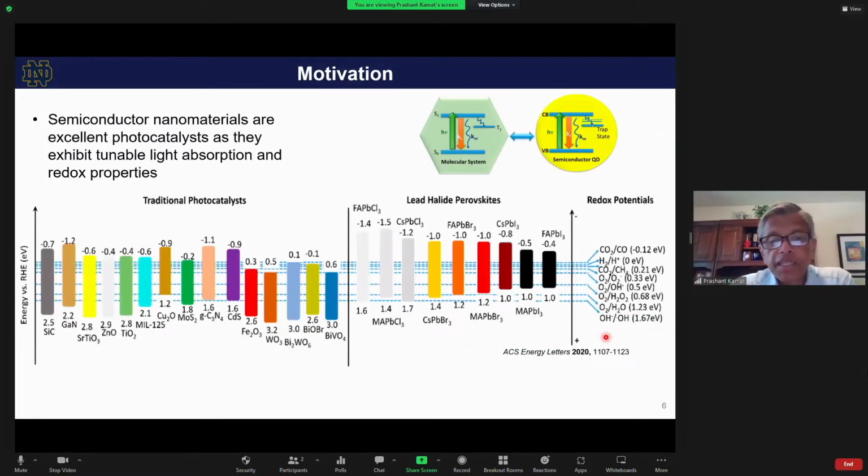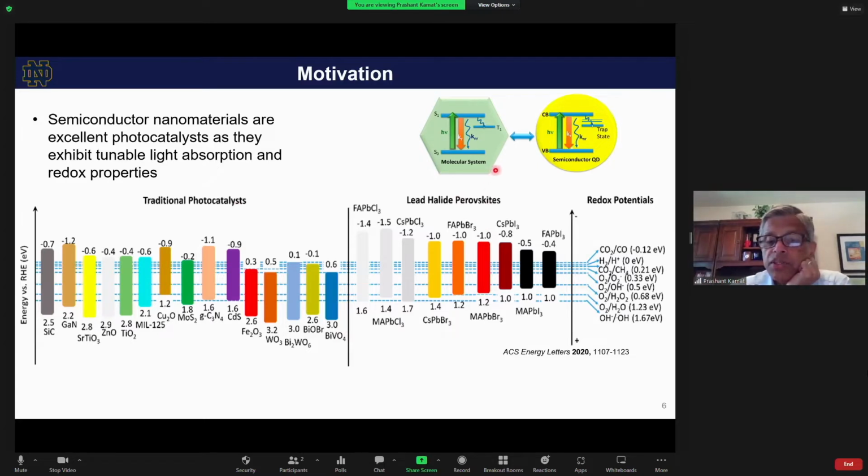Again, the motivation comes from semiconductor nanoparticles being traditional photocatalysts. You can create various different oxides, chalcogenides, and ternary oxides, so people have been looking into this. But when it comes to lead halide perovskite, you can change the composition either through the A-site cation or the halide composition. You can tune the entire bandgap. And again, this is copied from one of the review articles, so this gives you a nice picture.